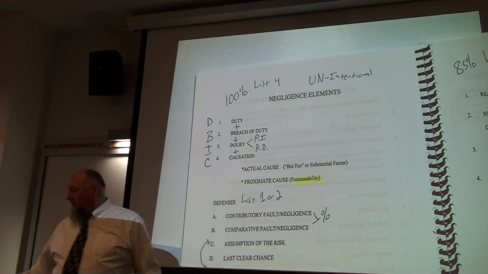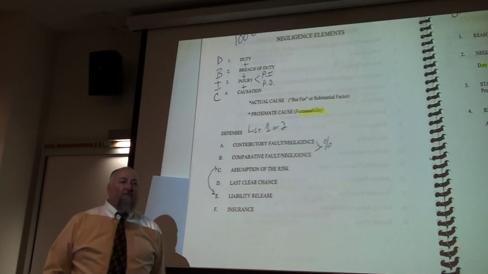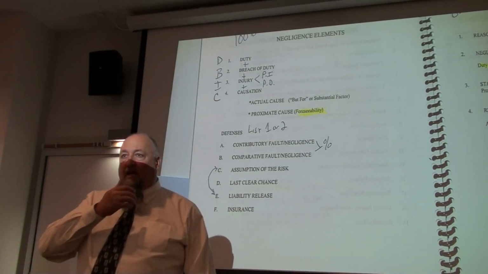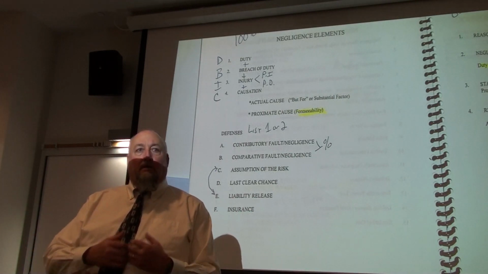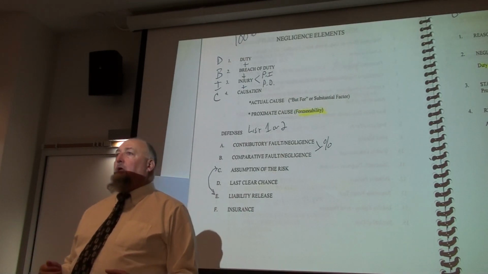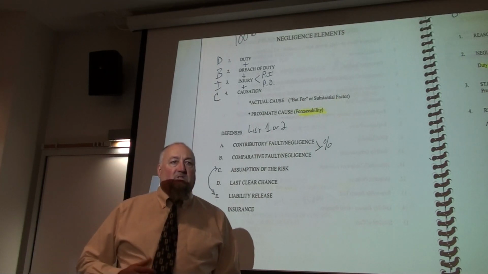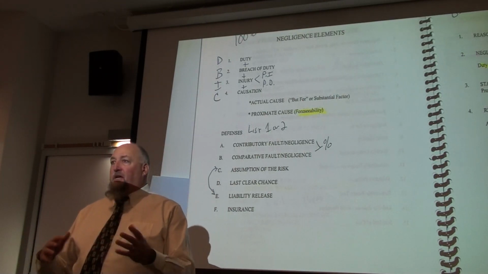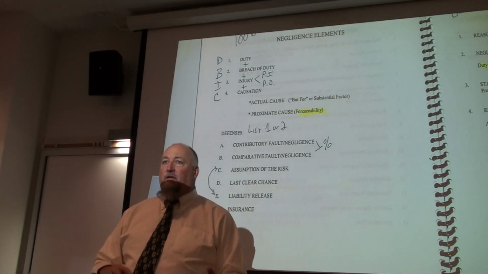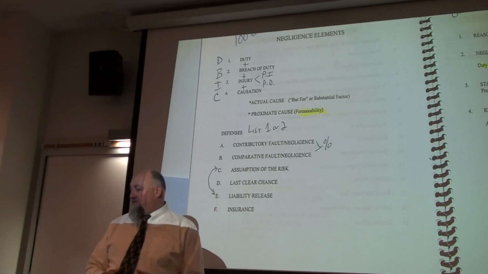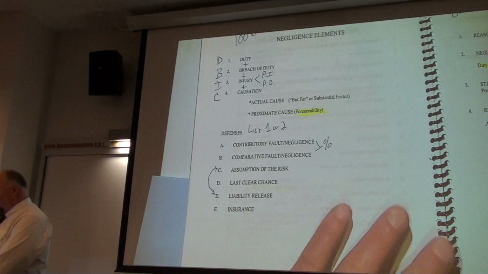I also want you to perhaps list 1 or 2 defenses to a negligence case: failure to prove all 4 elements, somebody assumed the risk of an injury, they signed a liability release, or there is percentage fault that needs to be apportioned by the jury, which is called comparative negligence. So those are all defenses to negligence.